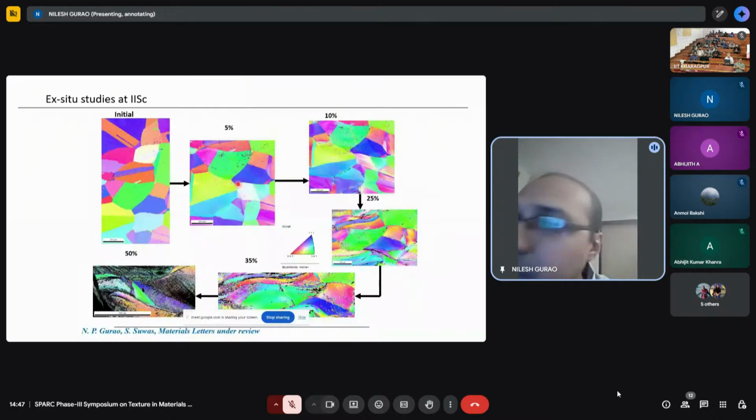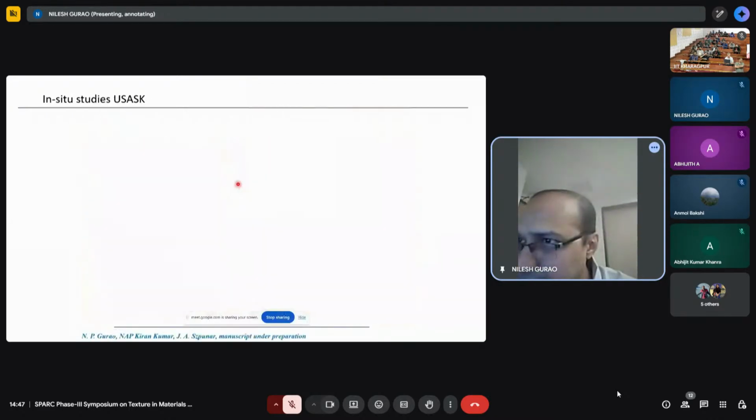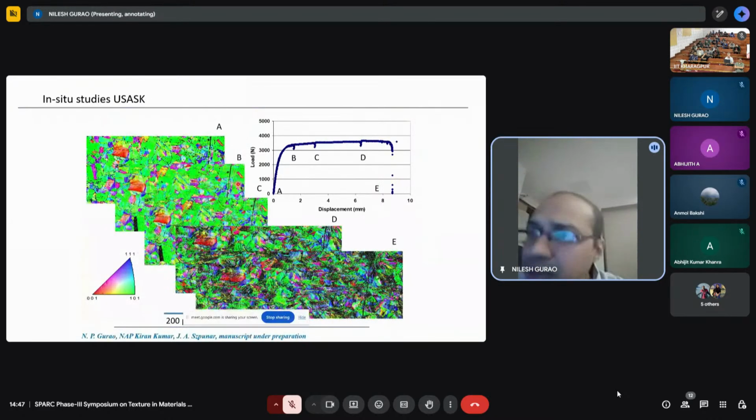So now, in situ EBSD can also be done, but those things I won't talk about. You can see you can do so many things: in situ or ex situ deformation, looking at the same region and so on. The wealth of information that you can get is tremendous, right? So please keep this in mind.